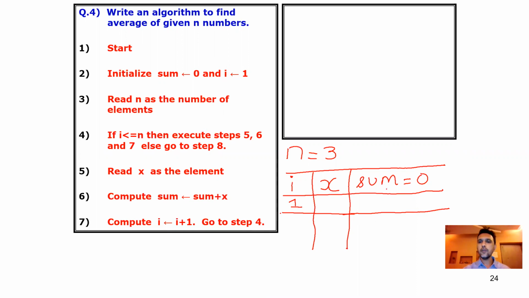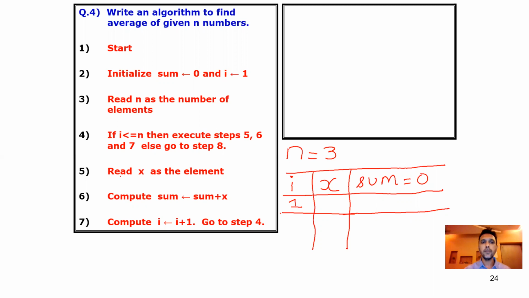Sum equal to 0, I equal to 1. So I wrote sum equal to 0 here. I wrote I equal to 1 here. Read n as the number of elements. So let's say the number of elements is 3, which I'm storing in variable n. Now, I is equal to 1, n is equal to 3. Now, step number 4. Come on, answer this question. Is 1 less than equal to 3? Come on, answer. True or false? True. So execute steps 5, 6, 7.